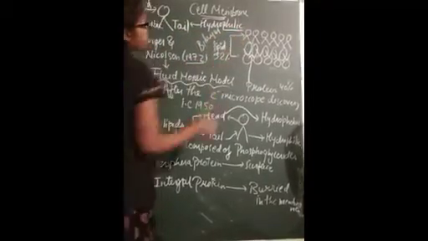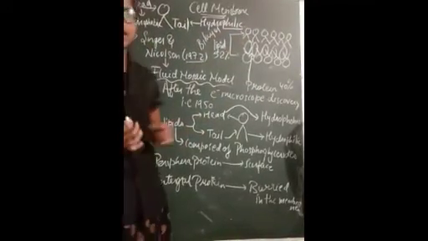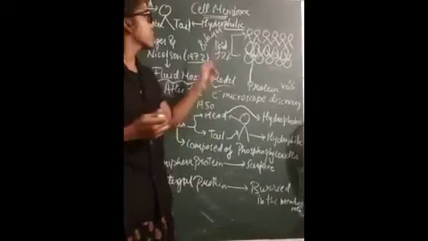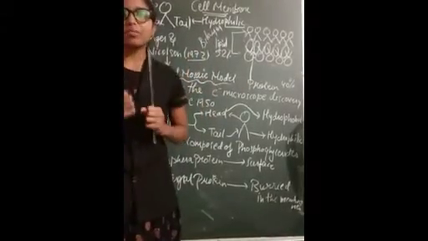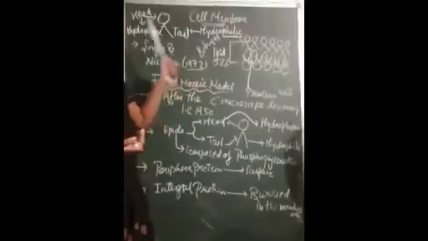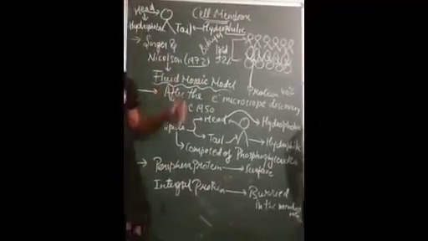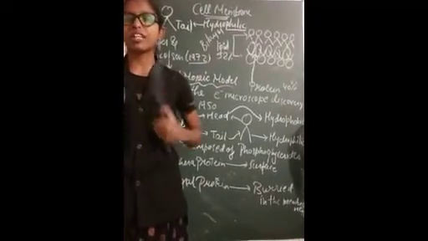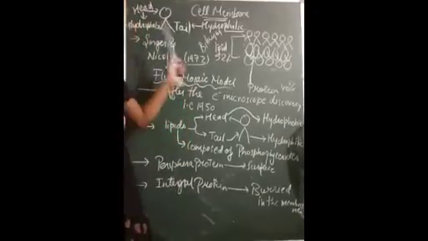Philic means loving and hydro means water. So the tail portion is water loving, meaning it can dissolve in water, but the head is hydrophobic, having a phobia of water, so it cannot dissolve in water. That is why the term is used.